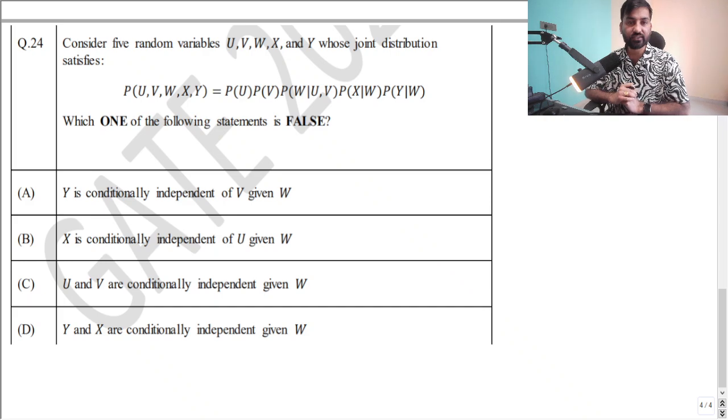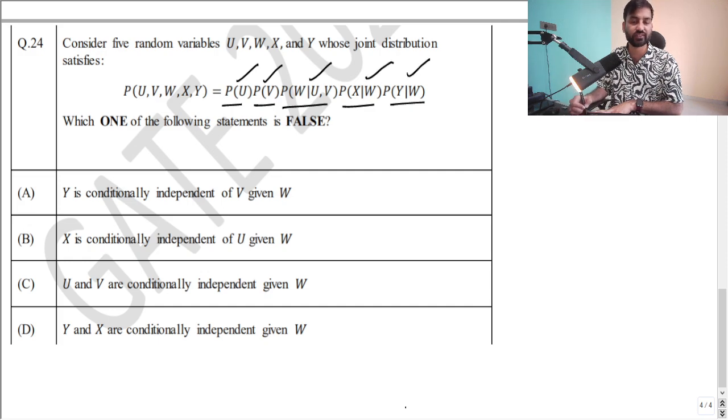You see, consider the random variables. There are five random variables, u, v, w, x, and y, whose joint distribution satisfies the following. They have given the joint distribution, probability of u, v, w, x, y, and they have given the factorization. You see, this joint distribution has got factorized: probability of u times probability of v. So these are the factors. You see individual factors, this is one factor, this is one factor, this is one factor. You can identify these are not conditional probabilities, these are ordinary probabilities, and these are conditional, this is conditional, this is conditional.